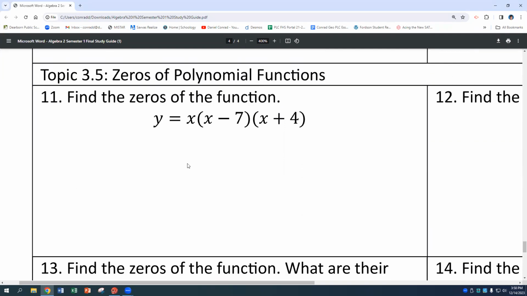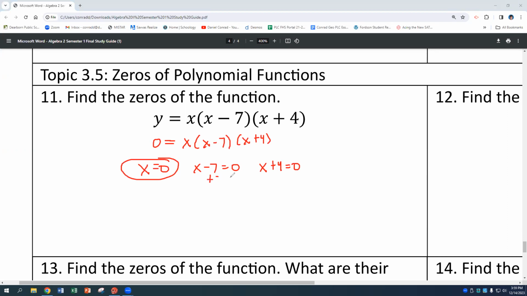All right, 11 and 12 here. Okay, so find the zeros of the polynomials. So we want to know when the value of y is 0. This is already factored for us, so all we have to do is set each factor equal to 0 and solve. Okay, so x equals 0, x minus 7 equals 0, and then x plus 4 equals 0. So I got x is already equal to 0. This one I can do plus 7, I get x equals 7. I can do minus 4, and I get x equals negative 4. So my three zeros are going to be 0, 7, and negative 4.